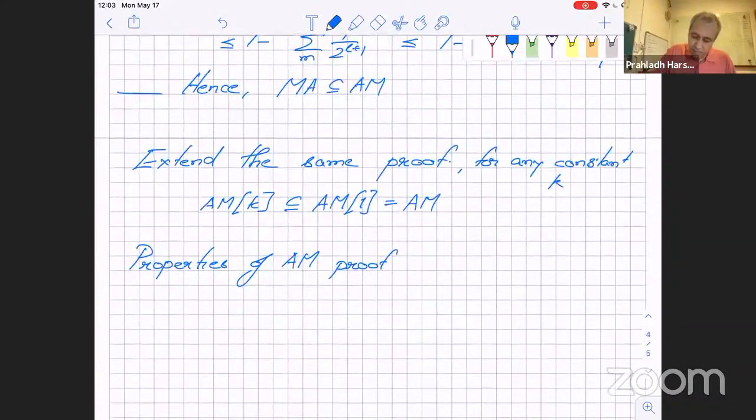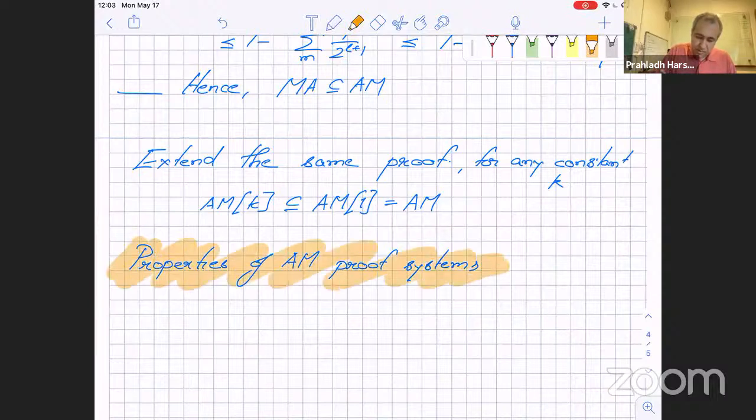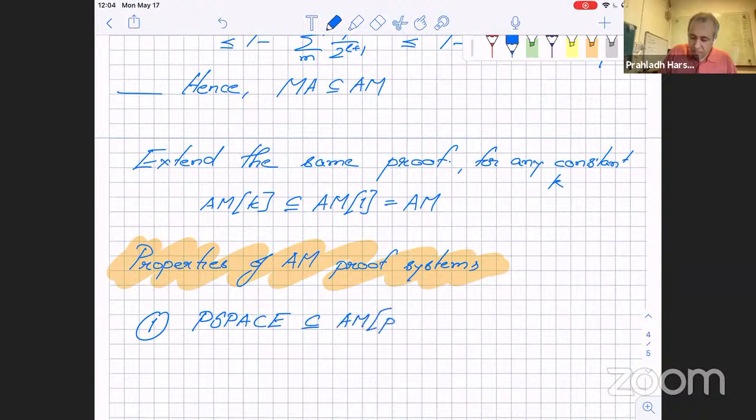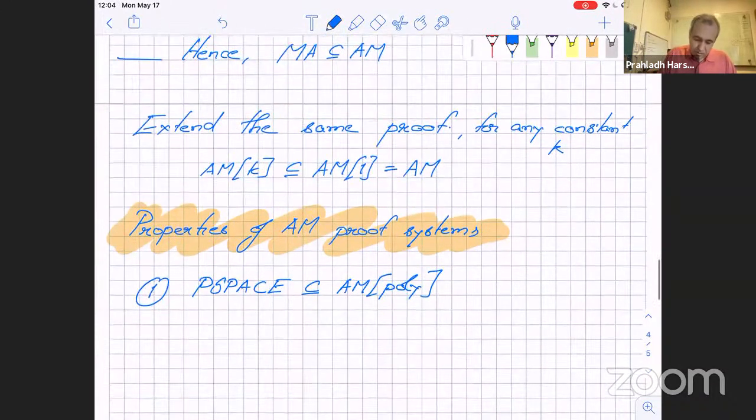So the properties of AM proof systems. This is something we listed last time. Let's recall these properties. The first of them is PSPACE is contained in AM poly. This was the TQBF proof. It showed that there was a public coins protocol. As Satyajit said, actually what we showed is MA poly. But if it's polynomial rounds, I don't care who starts. So this was done last lecture.